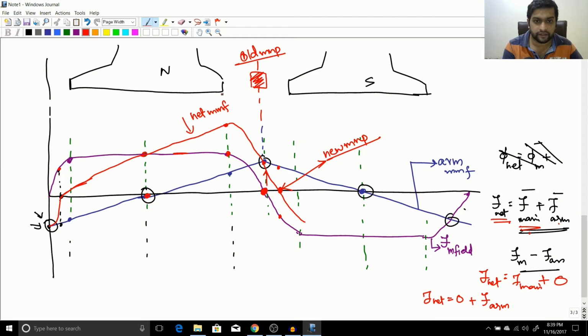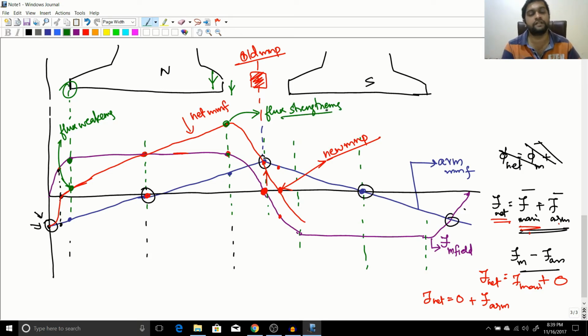Now look at this point here. The main field MMF had a direction like this, and the armature MMF also had a direction like that. So therefore, there you are having a field strengthening. Earlier the field was here, now the field has increased to this value, therefore you are having a field strengthening. At this particular area, this particular pole tip, earlier the field was here, but look at what the field is now. So here you are having the flux weakening. So this area corresponds to the flux weakening and this particular area corresponds to the flux strengthening. Okay, we have seen all these things, but in terms of graphical representation, we are seeing it now.